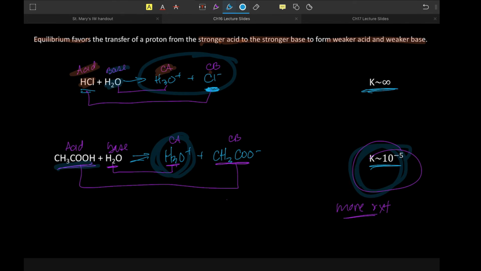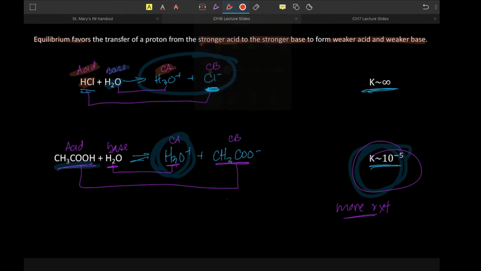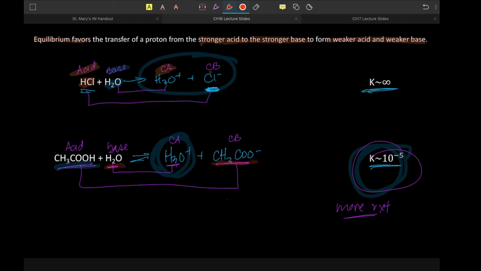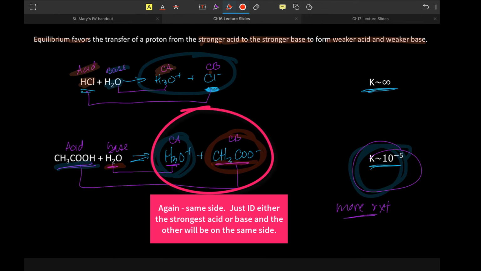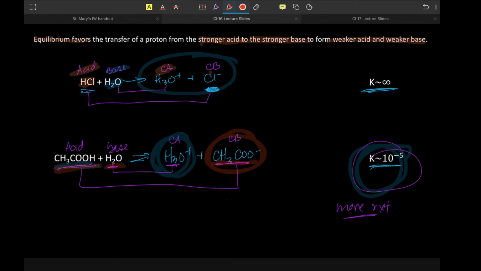Which means that in the land of bases, which is the stronger base, comparing my options of water or acetate ion? Acetate ion is my stronger base in that it is the one that does the accepting of the proton, which leads us over here. Yes? Make sense? All right.